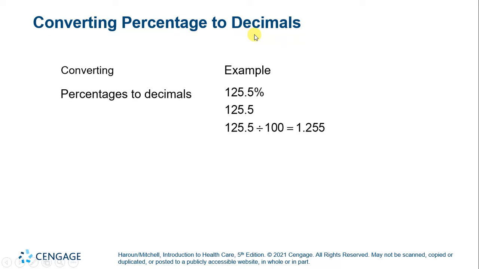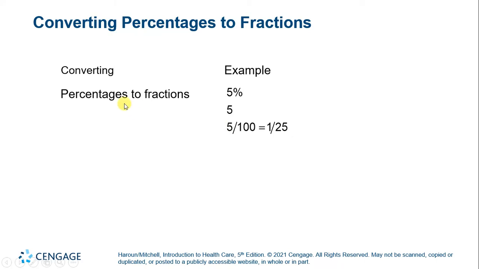Converting percentages to decimals, you would think you would do the opposite, right? So you would divide by 100. 125.5% is the same as 1.255. So these are some basic math that you should be able to do. Percentages to fractions, 5% you know is 5 out of 100. And then you reduce that, divide both the numerator and the denominator by 5, and you get 1 out of 25.